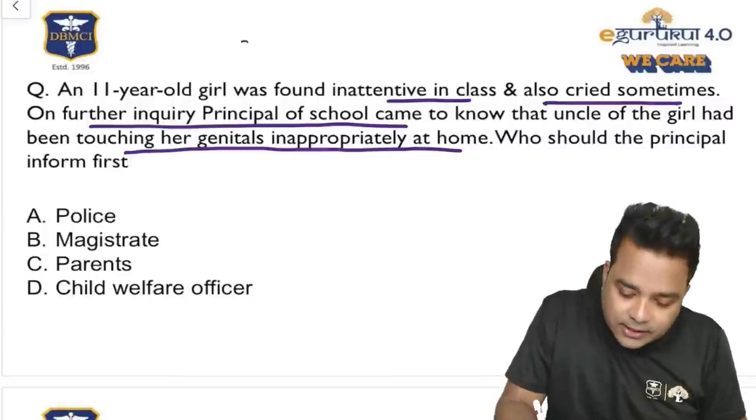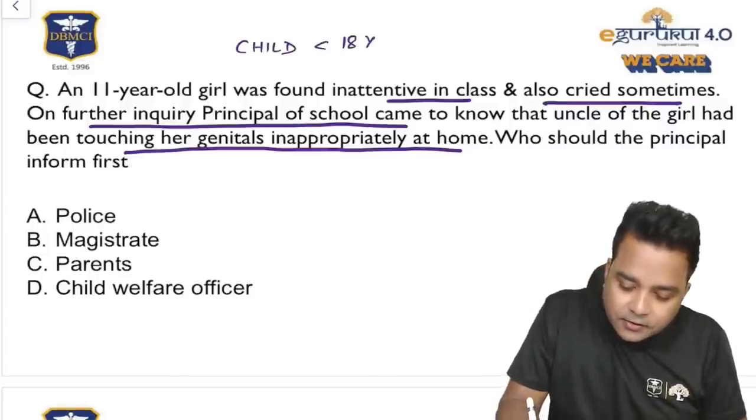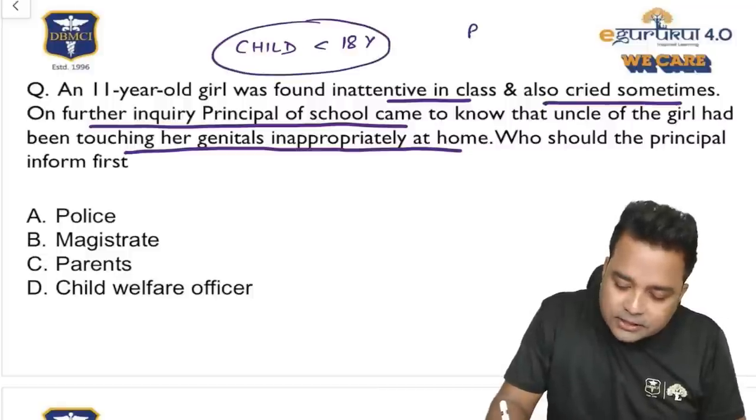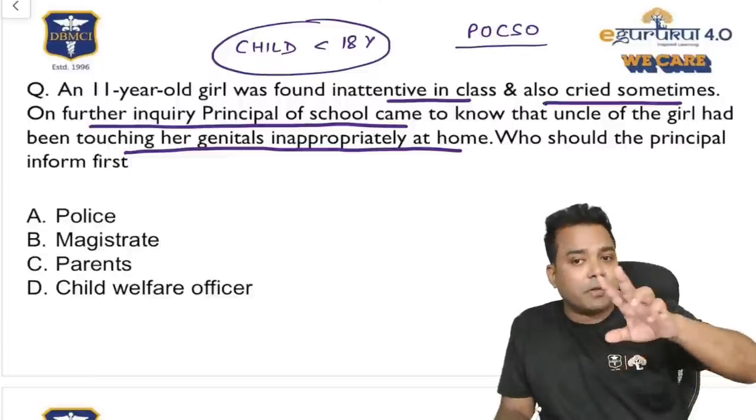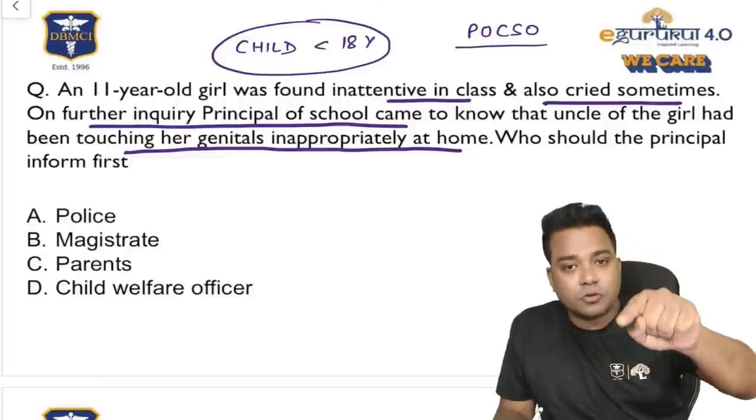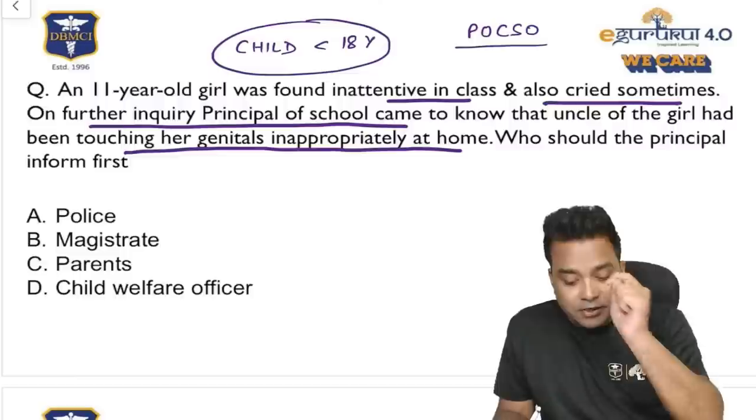Child is a person less than 18 years old. And to safeguard the rights of a child, we have the POCSO Act with us, na? Protection of Children from Sexual Offenses. So the POCSO Act will be applicable to give justice to this 11-year-old girl.